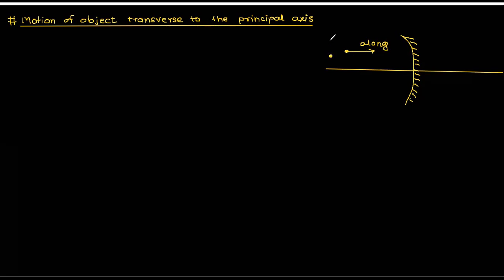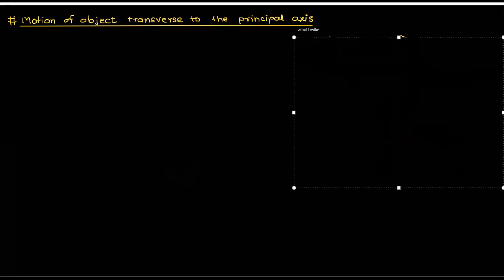Another one you see here, like this, sometimes object may move. What is this? Transverse. See how it is moving? Principal axis is like this, object is moving up or even down also, because it should be perpendicular to the principal axis. But in case of along, it should be like this, along the principal axis. Understand? So in the last class we have finished along the principal axis. So today we will learn this transverse. Okay. So how the motion of object is, let's see.